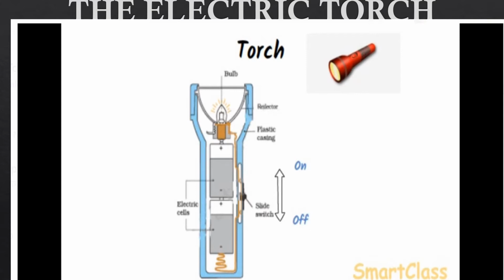You can see in the picture the on and off position of the switch. Inside the torch there are two electrical cells, which form a battery, a bulb, a plastic casing and a reflector. Reflector means it reflects the light. So the function of this electric switch is, as soon as you switch on, the circuit will continue and the bulb will glow and light reflects.